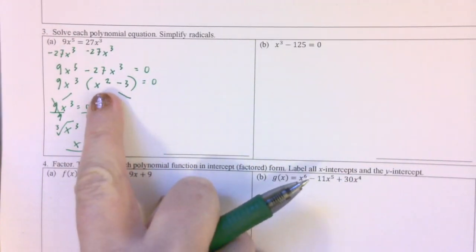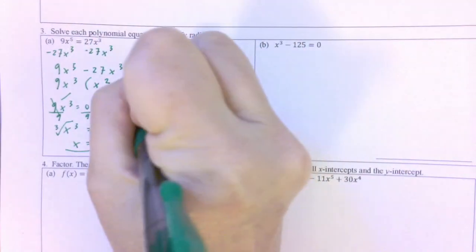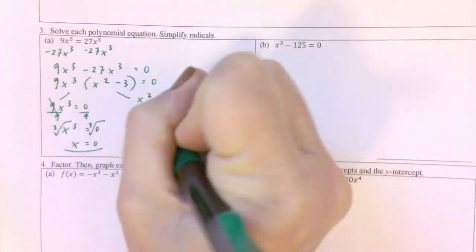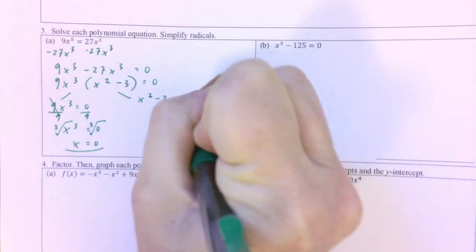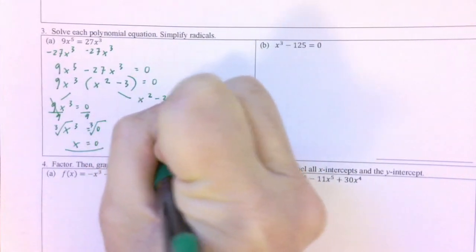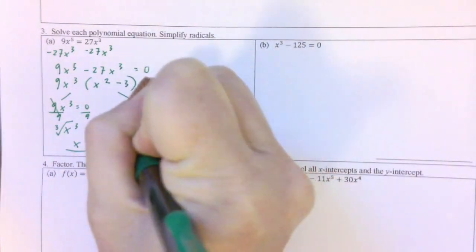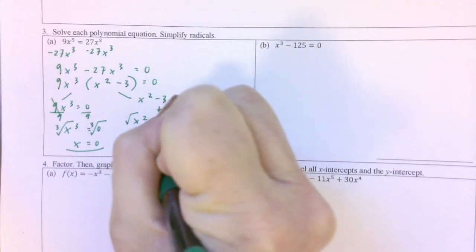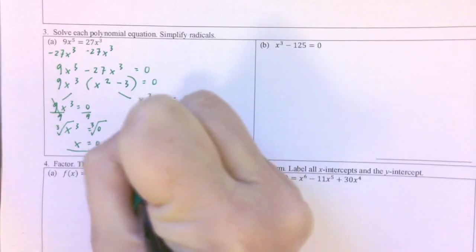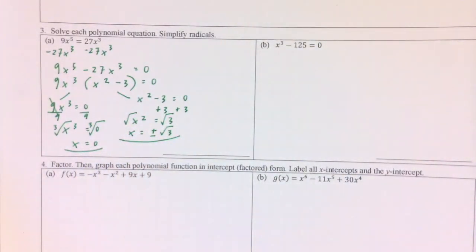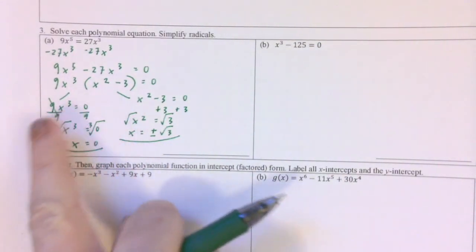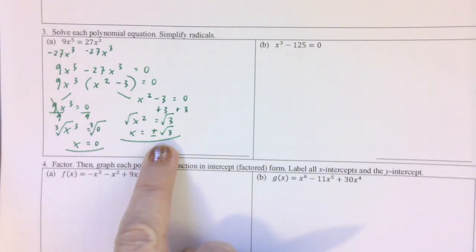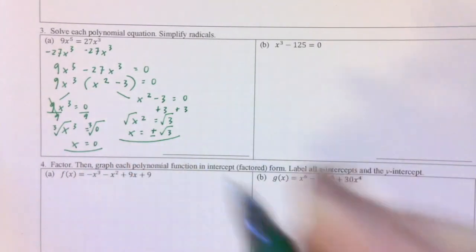Okay, over here, I have x squared minus 3 equals 0. So here I would add the 3 to the other side. Solve by taking the square root, and I get plus or minus the square root of 3. So I'm seeing that I have a solution at 0, right? Graphically, that would be a multiplicity of 3. And then I have a solution at root 3 and at negative root 3.